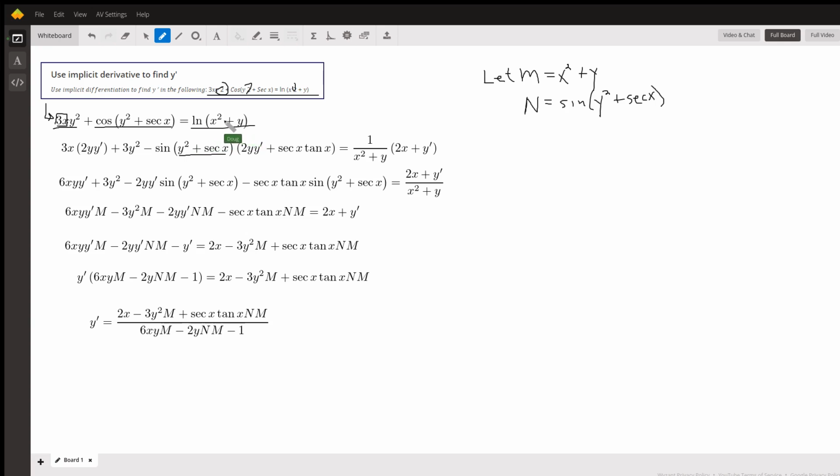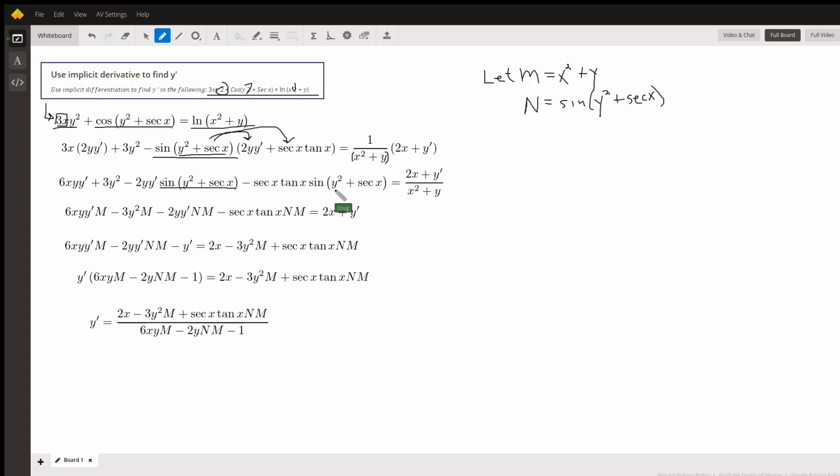And over here, the derivative of the natural log of anything is 1 over the anything times the derivative of the anything, 2x plus y prime. Okay, now how are we going to go to the trouble of getting y prime by itself? Well, the first thing I would do is distribute this negative sine of y squared plus secant x over each term here, which is what I've done.